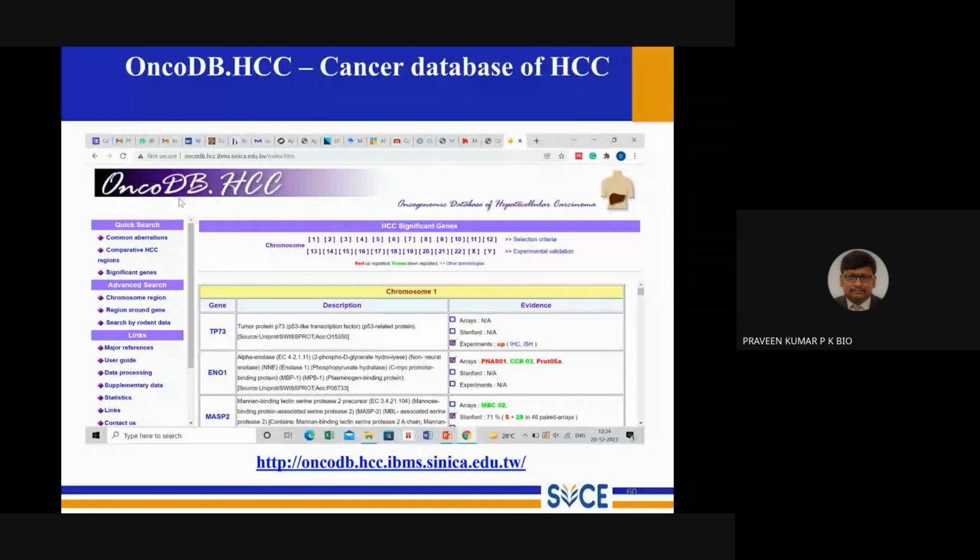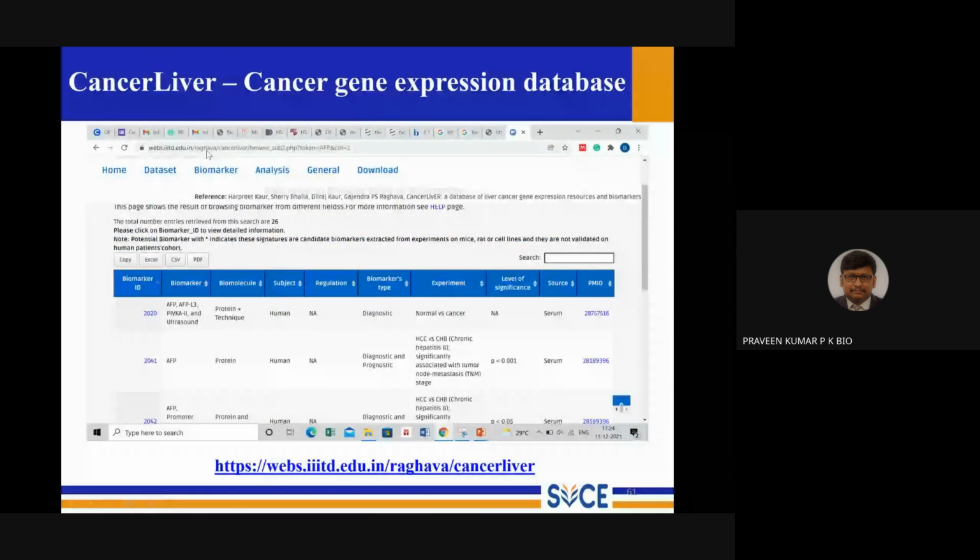Okay, and if you see this database from IISc Delhi, scientist Raghava has developed so many tools and databases for biology purposes, especially for cancer. He has created many tools for cancer. So this is one such database for checking the biomarkers. What are the most significant biomarkers for the diseases?